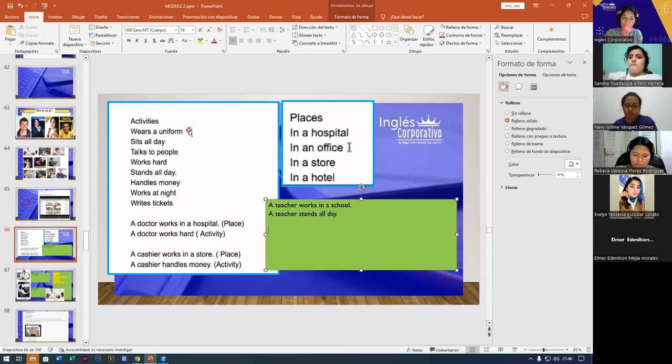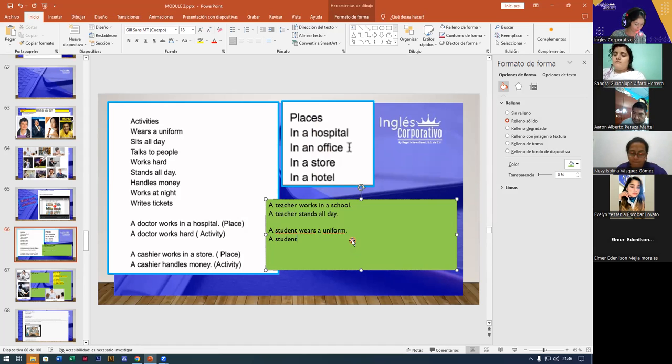What about wears a uniform? Right, yes, a doctor, it can be also a police officer, right? A police officer wears a uniform, yes. A student wears a uniform, yes, that's true. A nurse, a chef wears a uniform. What else? But also you can include the places. Correct, a student studies at school, at the university, at the academy, right? So we have different places that you can include here.